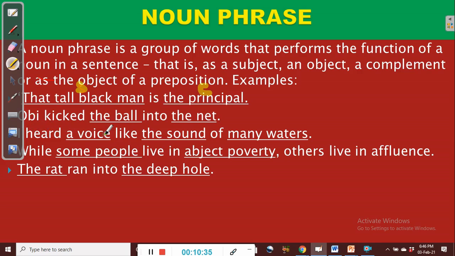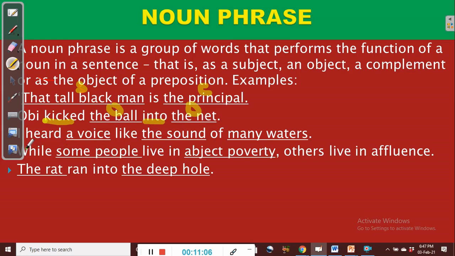Then, Obi kicked the ball into the net. The ball here is functioning as object, the object of the verb kicked. The net here is also functioning as object, but object of the preposition into. So we are now looking at the functions of the noun phrase within the sentence structure.